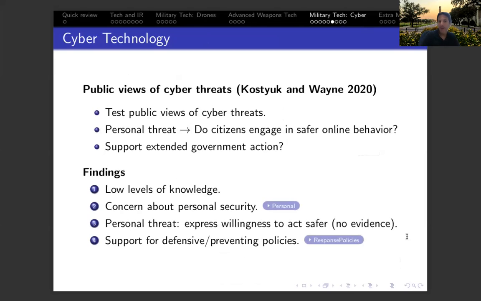They show that behavior when it comes to a personal threat is actually inconsistent. Facing the possibility that I'm going to be a victim of a cyber attack, respondents in their surveys expressed the willingness to alter their behavior and to act more safely. But in reality, and they tested that, there's no evidence for that, and the respondents failed to engage in safer practices. The way they did that is they ran the experiment, and one day after the experiment, they sent a bogus cyber email to those respondents to see whether they would actually open that email or not.